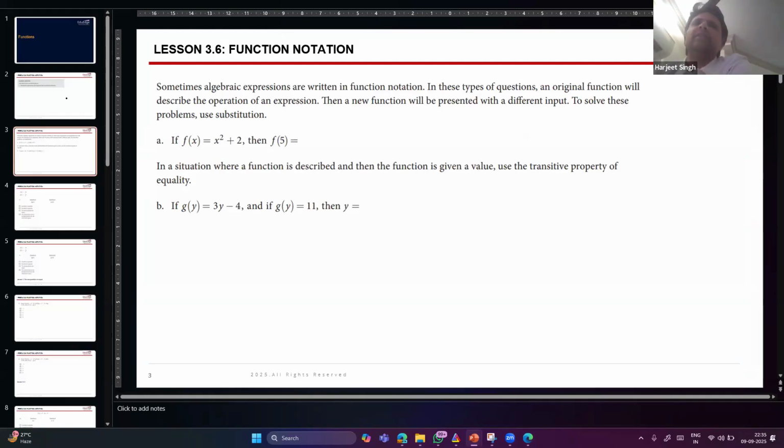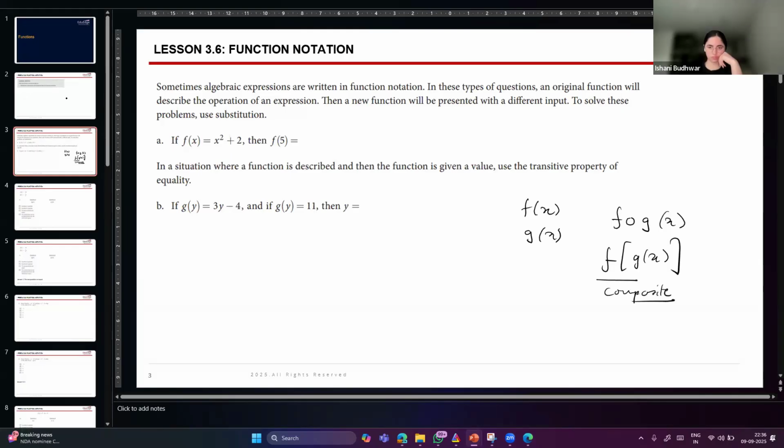So f of x is a function of x, g of x is a function of x, and then f of g of x. So f is a function of g of x and g is a function of x. So this is called a composite function. Could be asked.